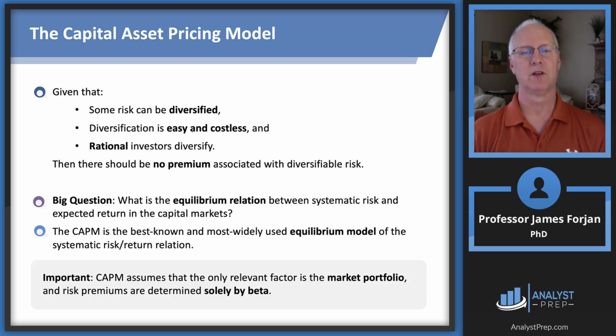All right, let's move on to the one-factor model that we've learned about since our undergraduate days, right? So let's go ahead and remind ourselves of some things that we know are true. Some risk can be diversified. Maybe lots of risk can be diversified. Generally, diversification is relatively easy and it's pretty costless, right?